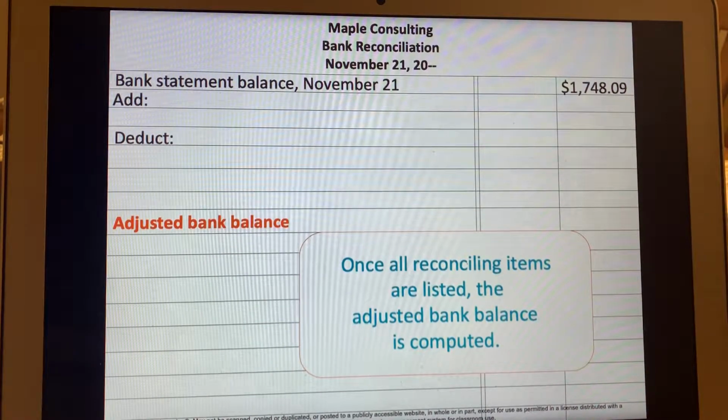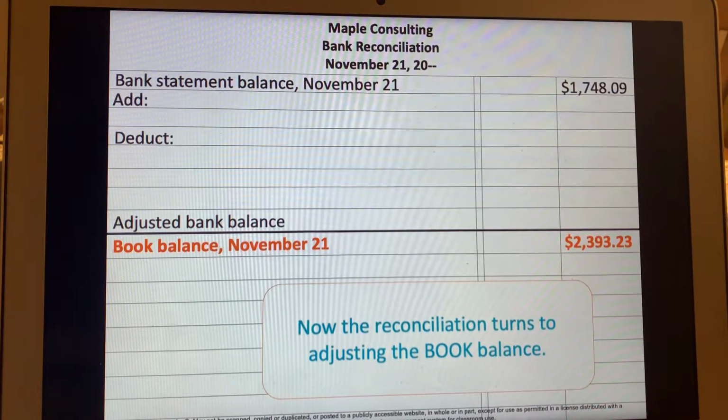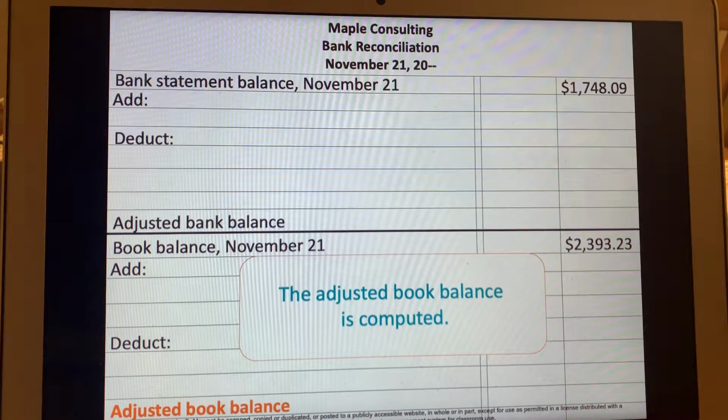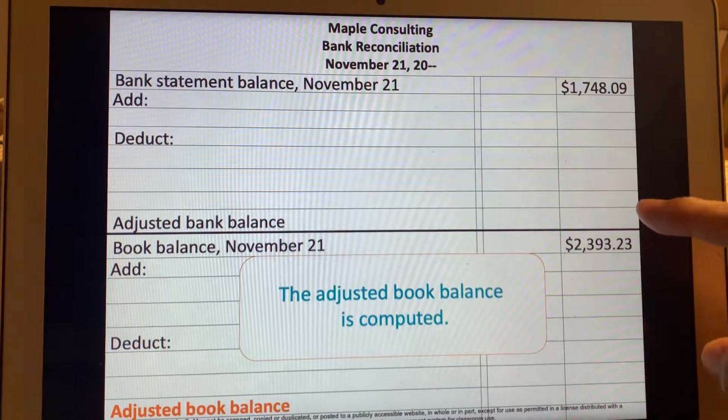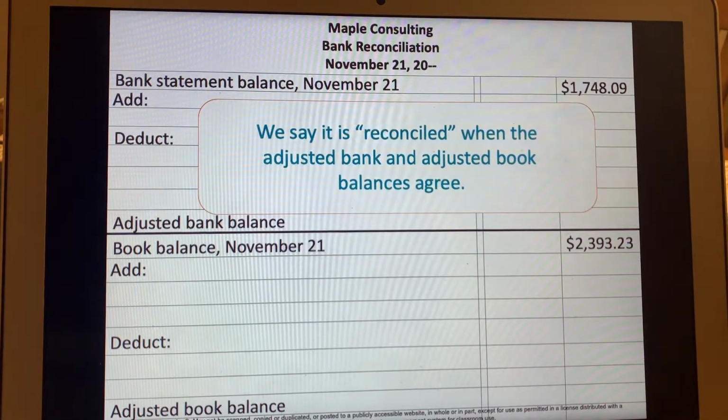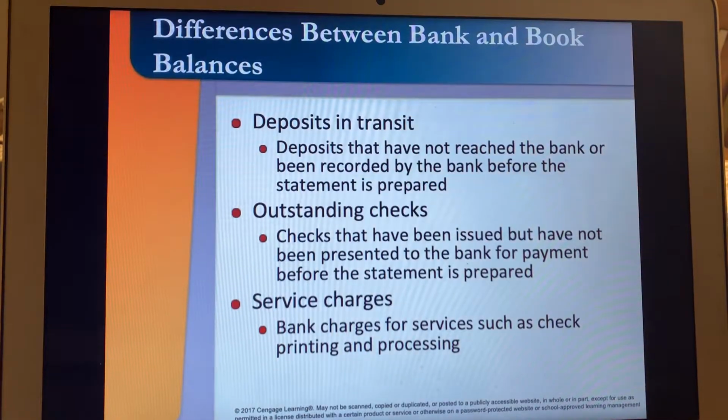So this is the format. Once all reconciling items are listed, the adjusted bank balance is computed. So the book balance on November 21 is $2,393.23. Add additions, subtractions, or deductions. Those are two areas you need to put, and then the adjusted book balance. Okay, so the adjusted bank balance must equal the adjusted book balance. So we say it is reconciled when the adjusted bank and book balances agree. So let's go through this here in a bit.